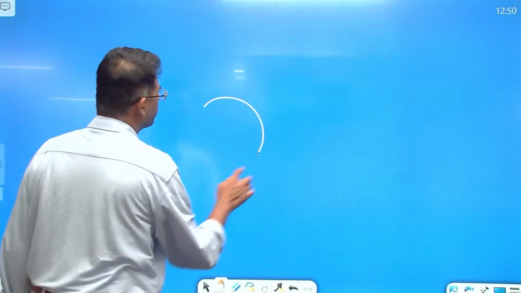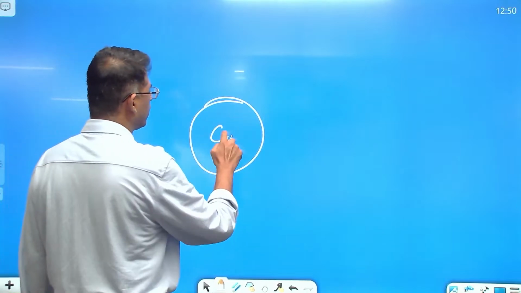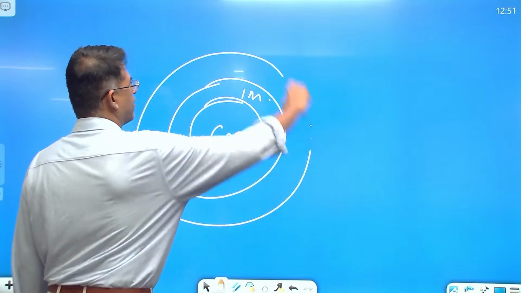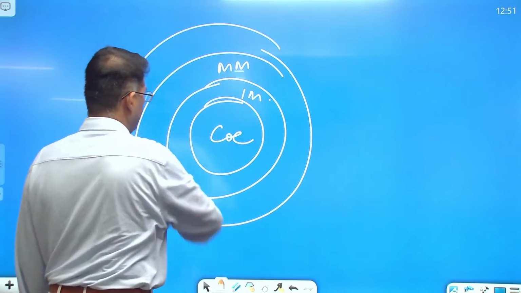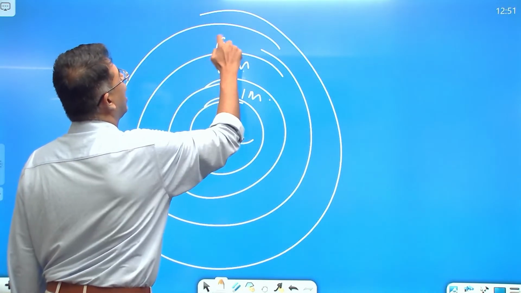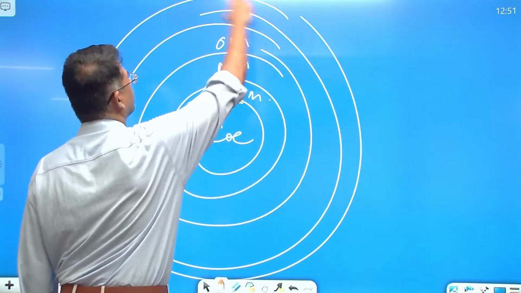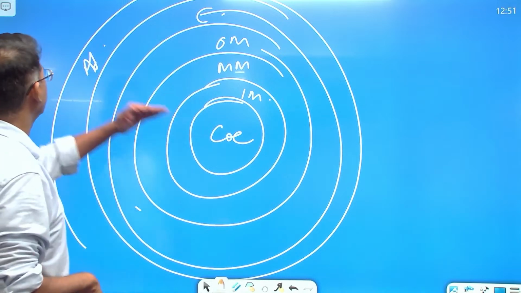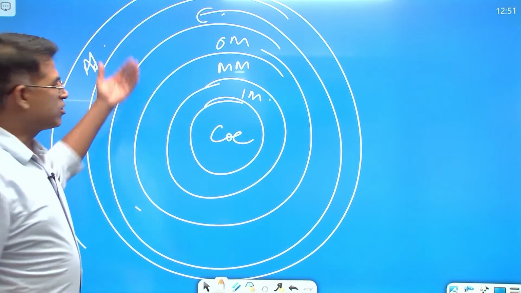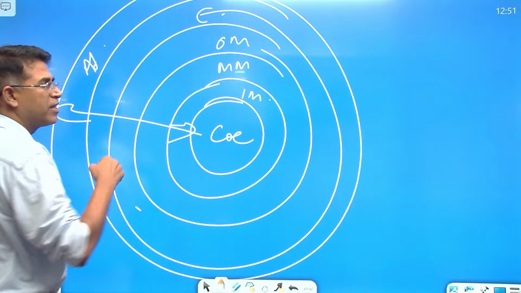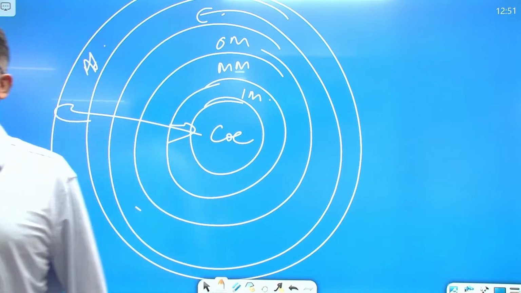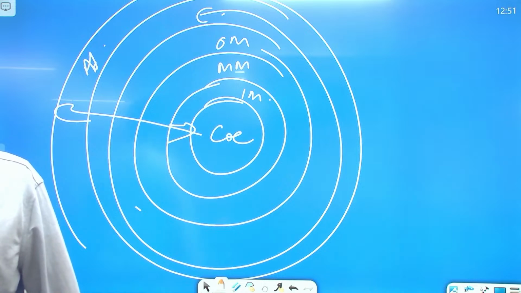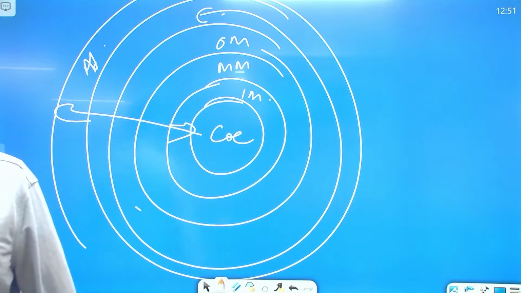Okay, so I have the central core, then we have the inner mantle, then the middle mantle, then the outer mantle, then the crust, and outermost is your atmosphere. The gases, they form the atmospheres. So this is how the Earth's interiors got layered into zones called crust, mantle, and the core. All fine, all of you?